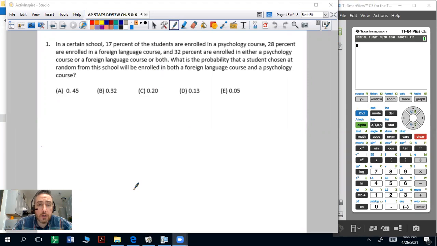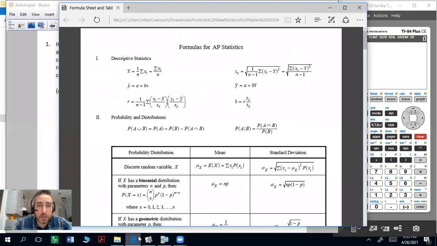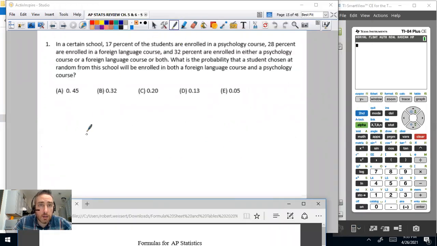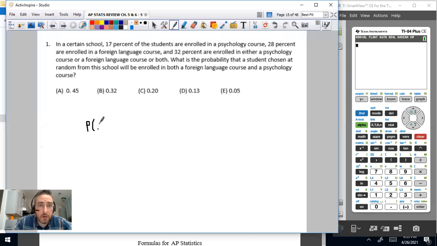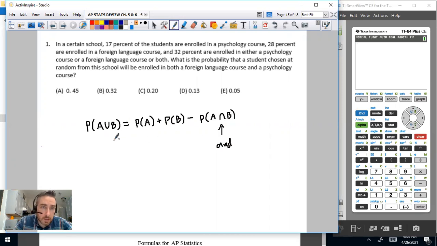So you can use the rule formula that's right on the sheet if you want. This is the formula right here: P(A∪B) equals P(A) plus P(B) minus P(A∩B). See if you can pause the video and try to figure out this question just based off of that rule. And remember, this is and, and this is or.